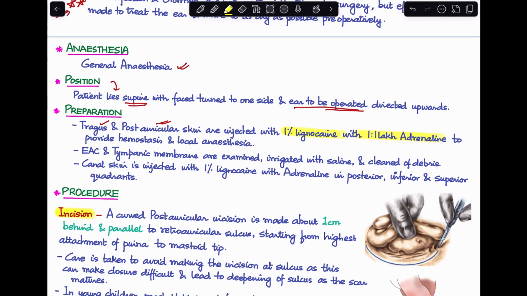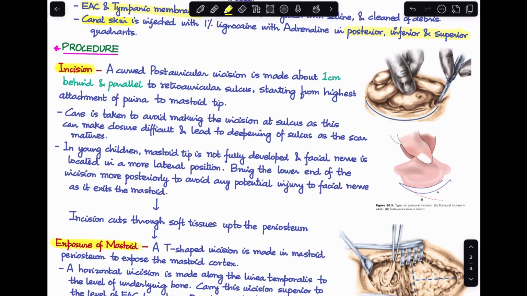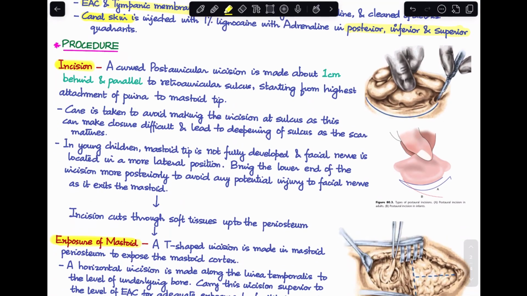Second, the external auditory canal as well as the tympanic membrane is first examined. Then it is irrigated with saline and cleaned of any debris that might be present. And then we inject the external auditory canal skin with lignocaine and adrenaline in the posterior, inferior, and superior quadrants. So, this is all about how we prepare the patient for the surgery. Now, we'll discuss the different steps of the surgery.